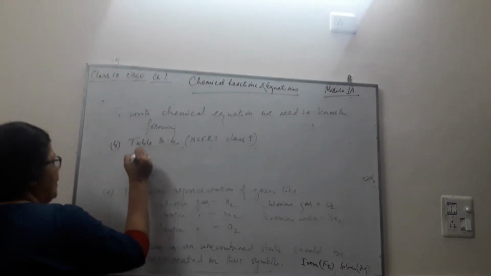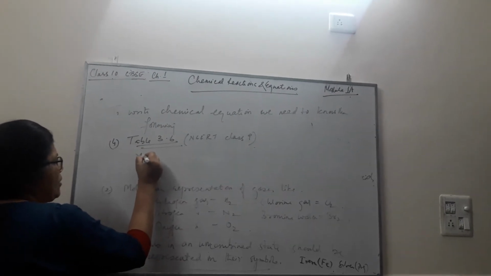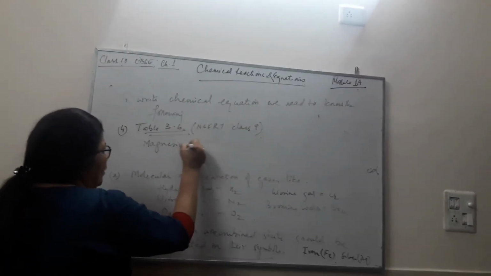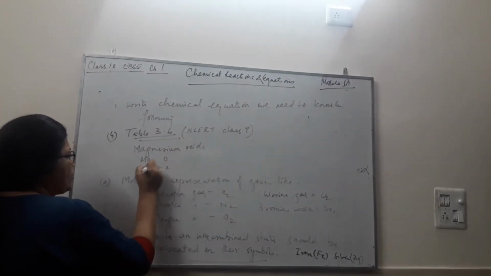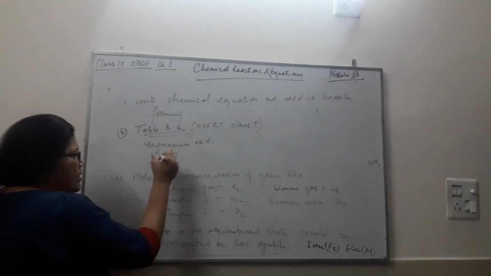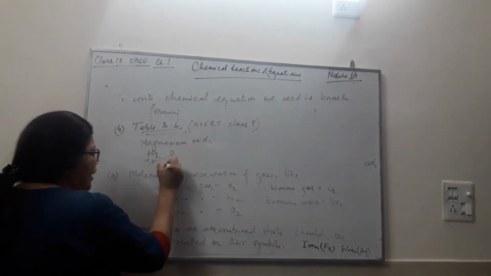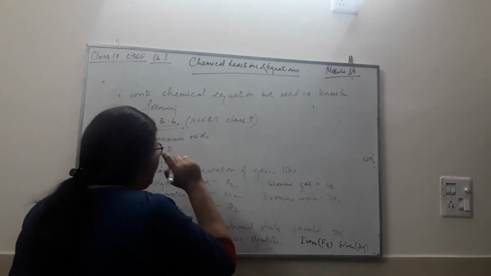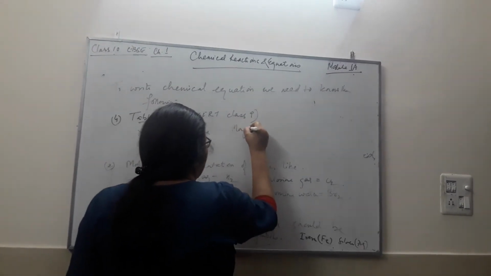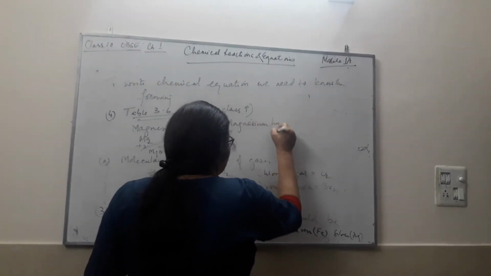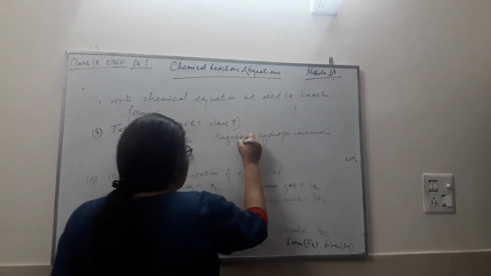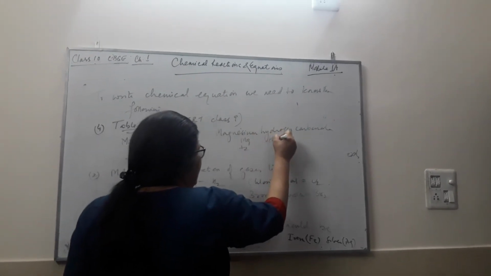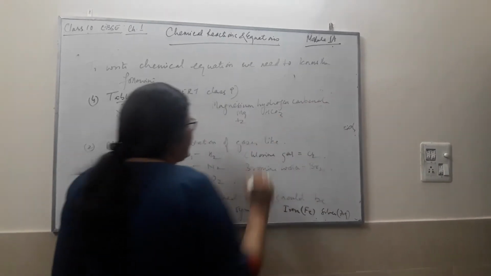Now, how do we make the formula units? Number 1, suppose I have to write magnesium oxide. The formula will be written as Mg plus 2, oxygen minus 2. When the valencies are the same, they get cancelled and it forms MgO. For example, magnesium hydrogen carbonate. Mg is plus 2, and HCO3 is the hydrogen carbonate, which has a valency of 1.